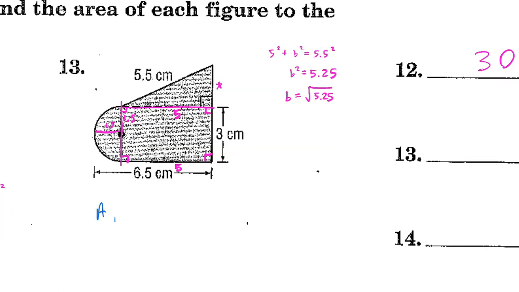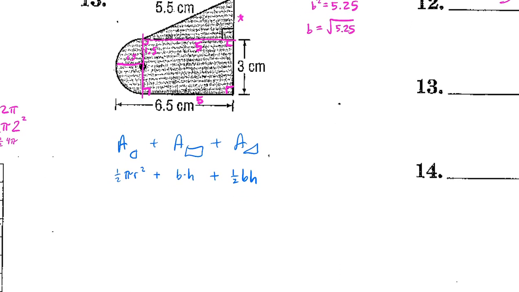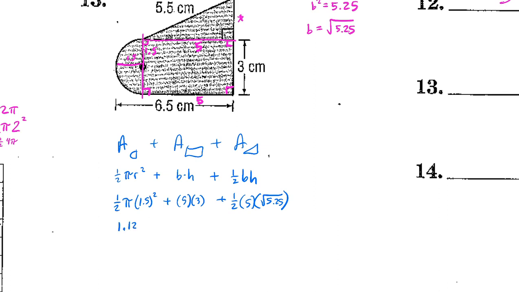Okay, so we have the area of this half circle plus the area of the rectangle plus the area of the triangle. So this is 1/2 pi r squared plus base times height plus a different 1/2 base times height. I know I'm using the same letters there. So this is 1/2 pi 1.5 squared plus 5 times 3 plus 1/2 times 5 times the square root of 5.25. This is crazy. So 1.5 squared is 2.25, divided by 2, so we get 1.125 pi plus 15 plus 5 root 5.25 over 2. There we go. That's as crazy as the answer gets.